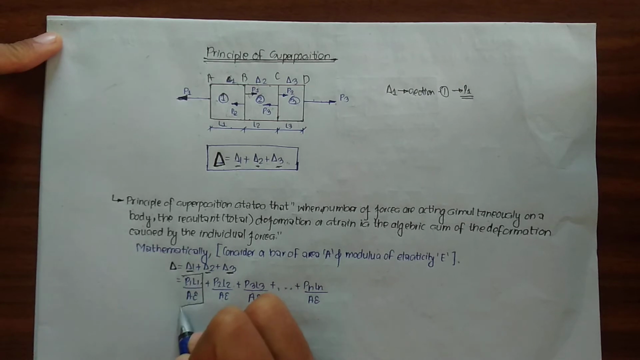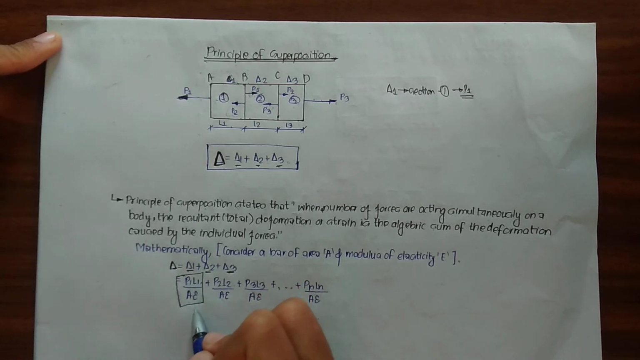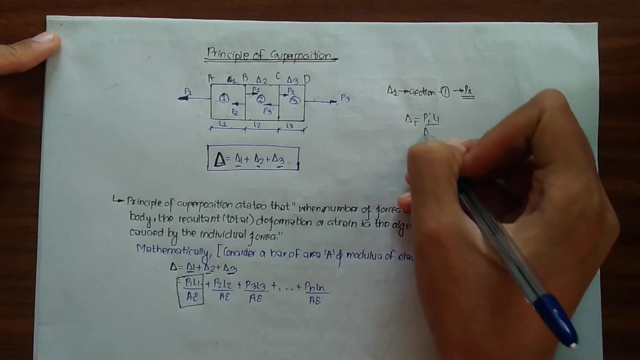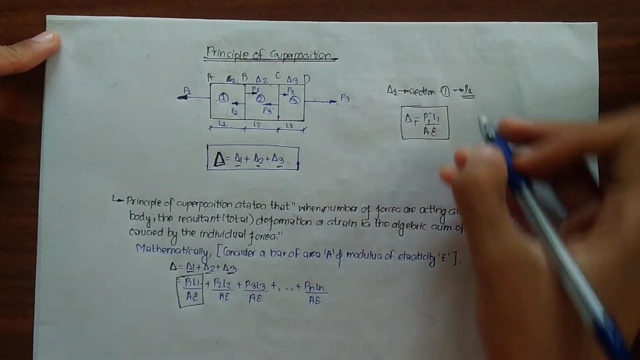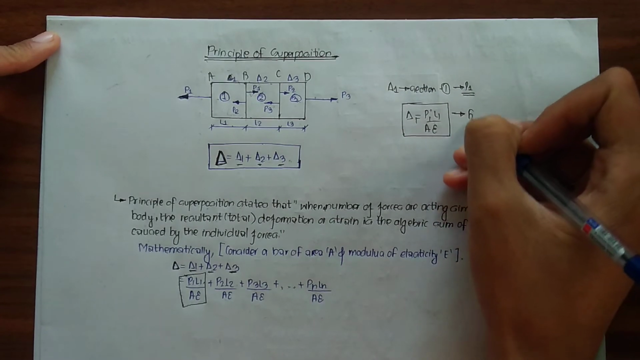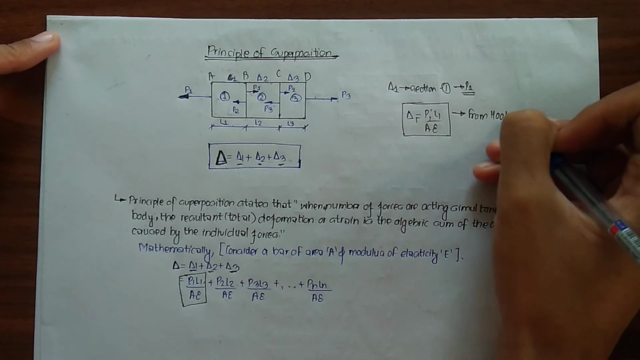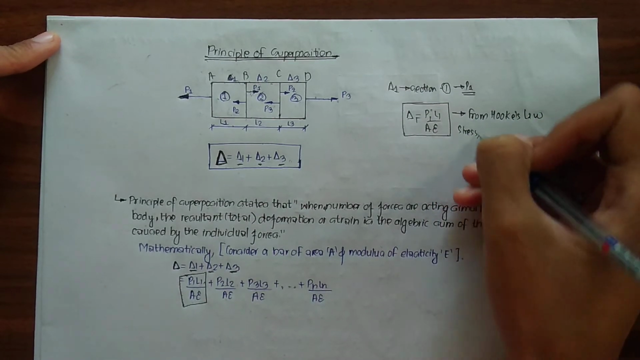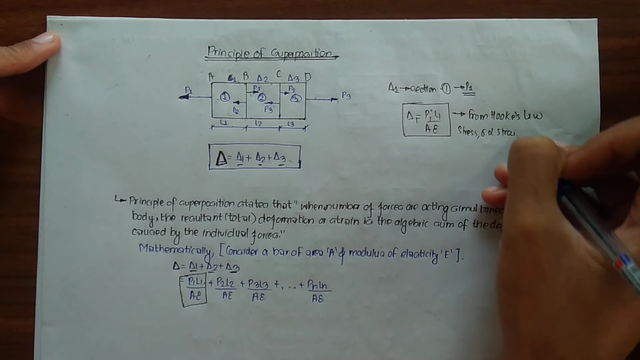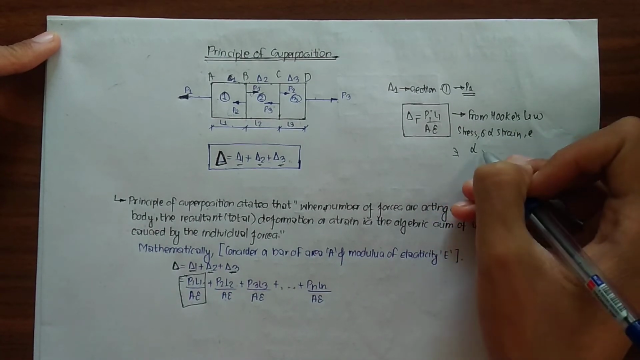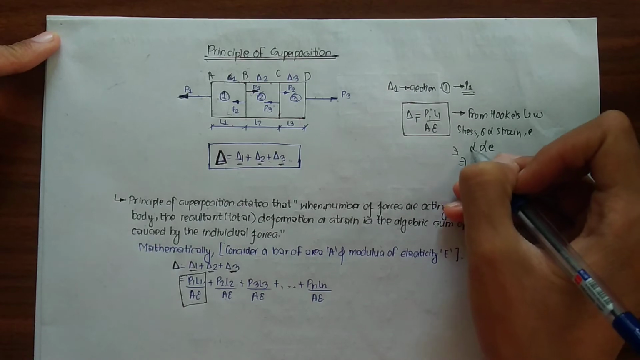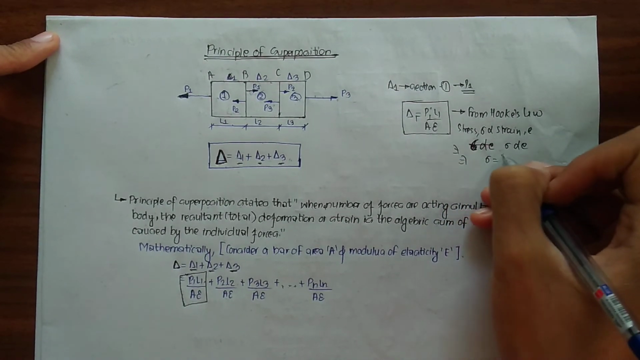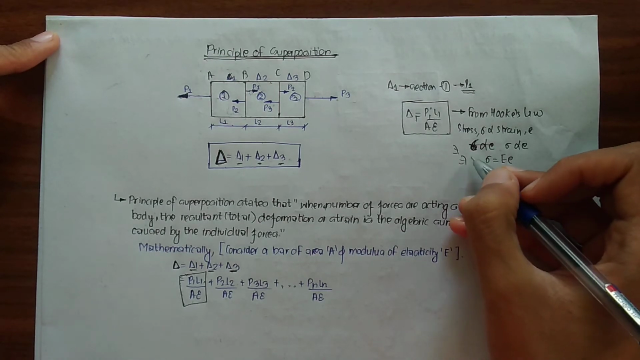If you have any confusion regarding how del equals PL by AE, here I have written del 1 equals P1 L1 by AE. So let me tell you how this is derived. From Hooke's law, stress is directly proportional to strain. Stress equals E times strain, where E is Young's modulus of elasticity.